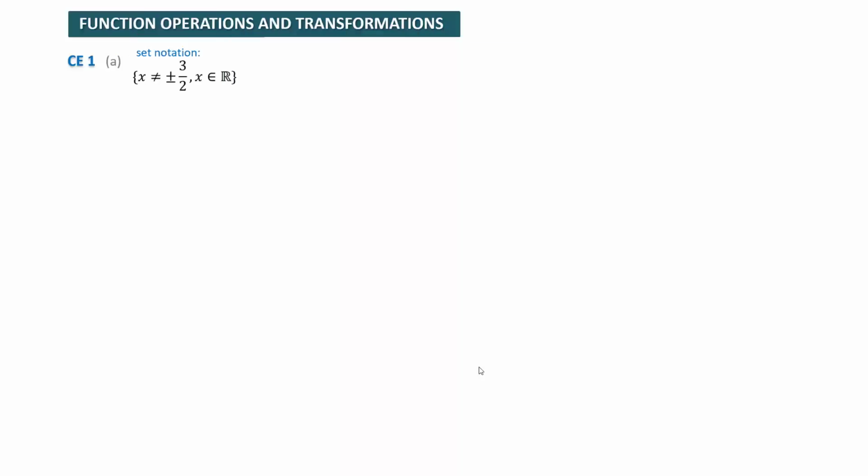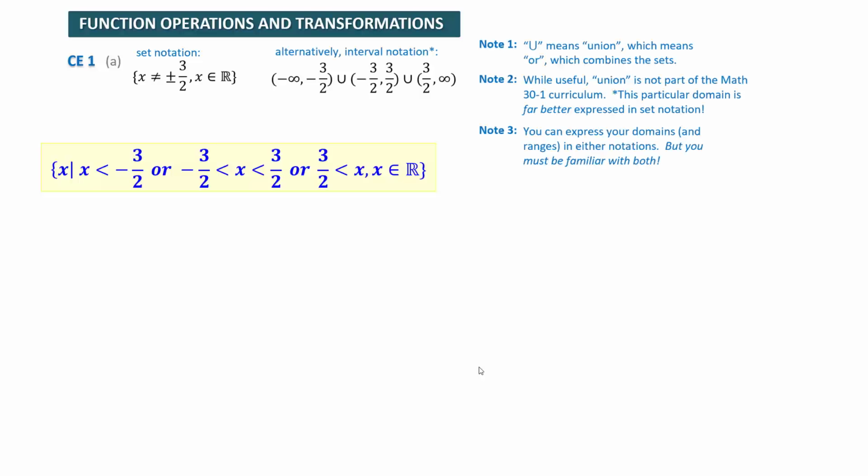Let's go back to part A for a second. The set notation of x cannot be plus or minus 3 halves really means that x is less than negative 3 halves, or that it's between negative 3 halves and positive 3 halves, or that it is greater than 3 halves. Those are all the values that are not plus or minus 3 over 2. But that's a lot to write. However, that's how you need to think of it if you wanted to write it in interval notation.